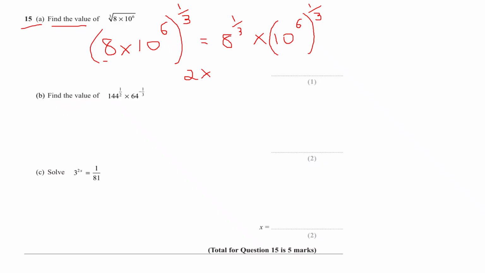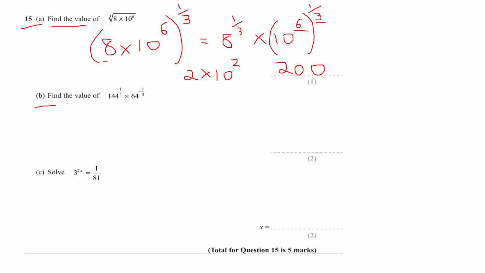Now here we've got 10 to the 6, all to the power of a third. When it's a power to power rule, so a base number raised to a power raised to another power, then I'm going to multiply the two powers. So 6 times a third makes 2. So we have 2 times 10 squared, or 2 times 10 to the power of 2. So that's going to be 200, because 10 squared here is 100, and 2 times 100 is 200.